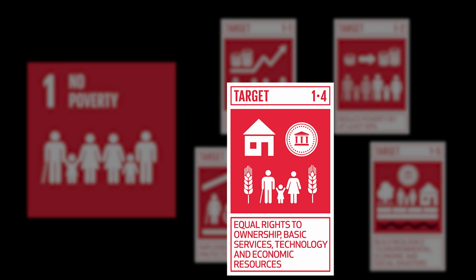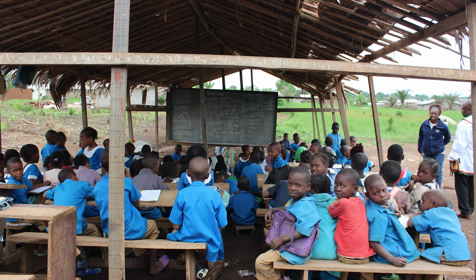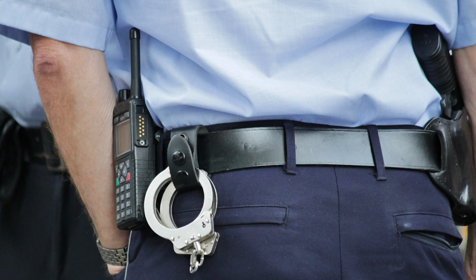The fourth target is to ensure equal rights for all to ownership of land and other property, access to basic services, technology, and economic resources. Basic services include healthcare and education, but also legal services like police and courts, as well as firefighting.